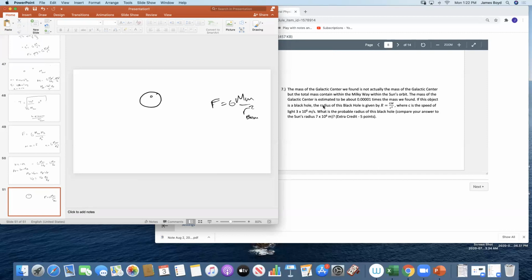Look through the solution if it's interesting to you. If it's not interesting, just ignore it. But it's another one of those just plug and chug. It gives you the radius of the black hole, and it gives you the speed of light, and it asks you what this R should be if M is the mass of the Milky Way times 0.0001, right? And then lets you compare it to the sun's radius. That black hole will be about twice the sun's radius, I think.